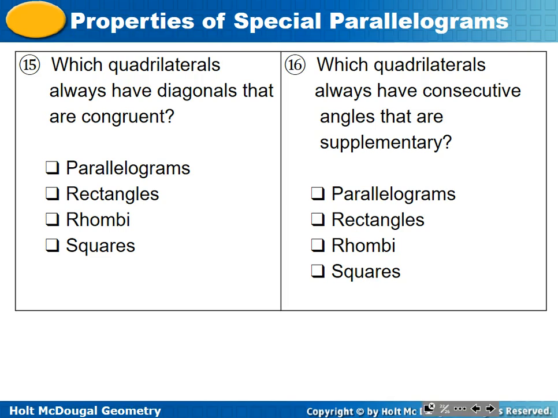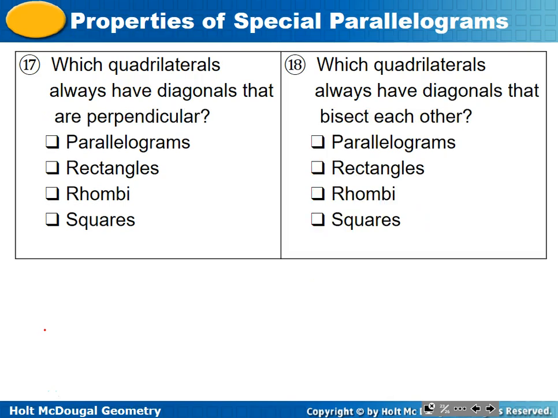It says, which quadrilaterals always have diagonals that are congruent? Well, by our properties, those are rectangles. Now remember, a rectangle has congruent diagonals, but a square is also a rectangle because it has 4 right angles. So it's going to be rectangles and squares here. Number 16 says which quadrilaterals always have consecutive angles that are supplementary. Well, parallelograms, that was our rule with a parallelogram. A rectangle, a rhombus, and a square are all parallelograms, so that would include all of them.